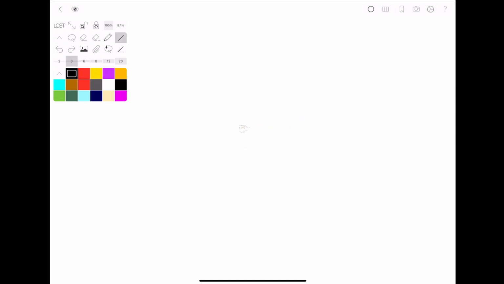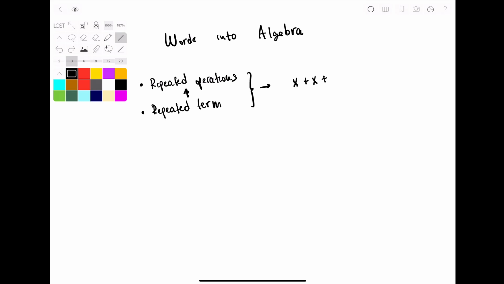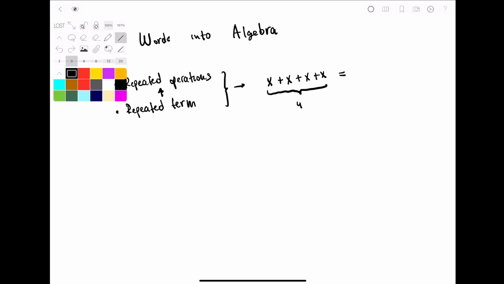Okay, chapter 2, words into algebra. So zooming out, what did we do in algebra terms? Well, we looked at the entire example and looked for repeated operations to the same term. In this case, repeated addition, and combined it into multiplication.